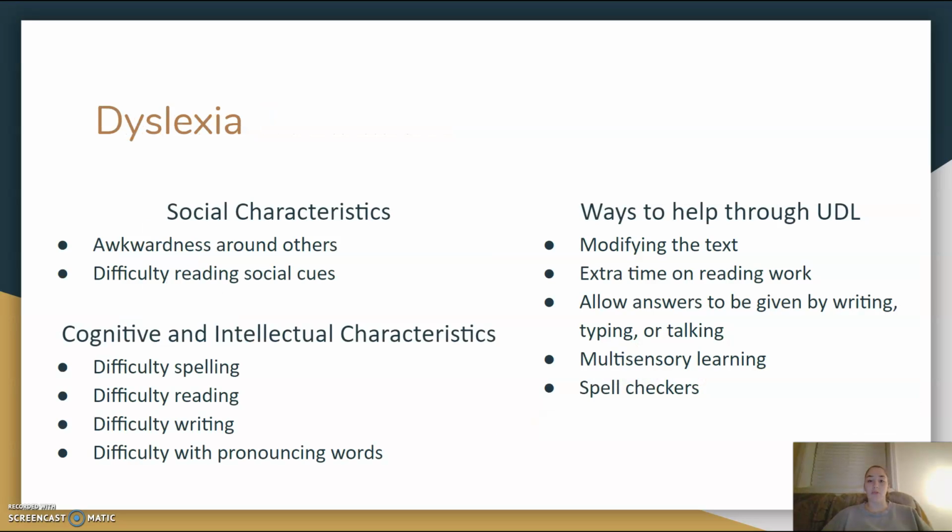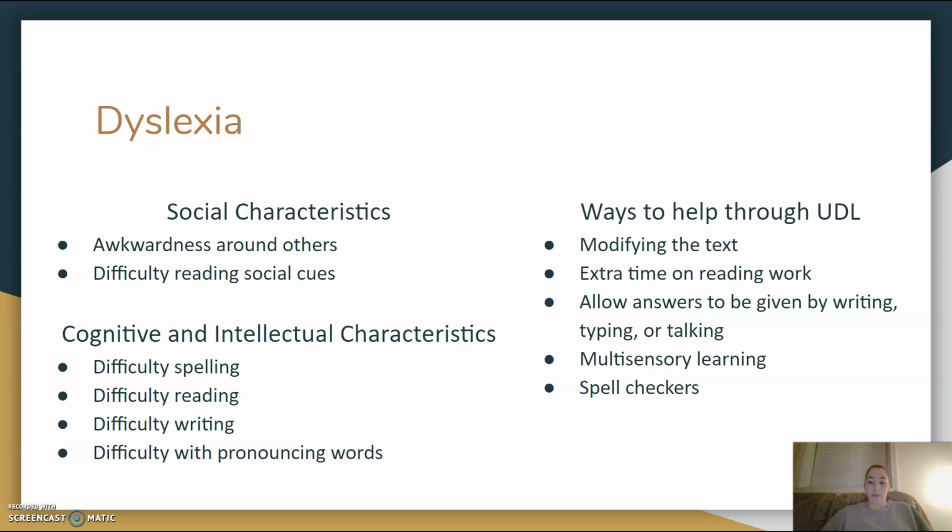They might be a little awkward around other people, and they might have difficulty reading social cues. Some cognitive characteristics would be that they have difficulty spelling, reading, and writing, and they have difficulty pronouncing words. That's just because they get certain letters mixed up.